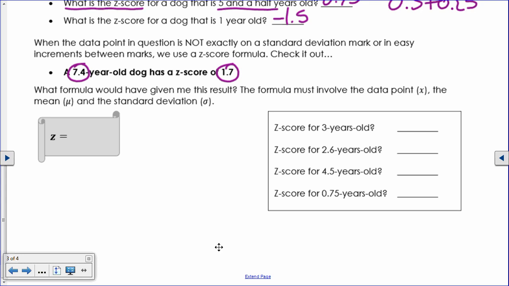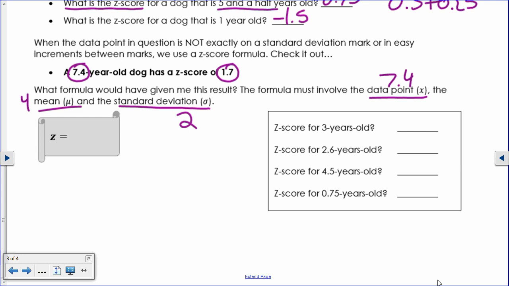Alright, so the formula is going to have the data point in it. It's going to have the mean, which in our case was 4, by the way. And then it's also going to be talking about the standard deviation, which was 2. Alright, so I need you guys to see if you can do something with a 7.4, a 4, and a 2 to get to 1.7. You guys are going to experiment.